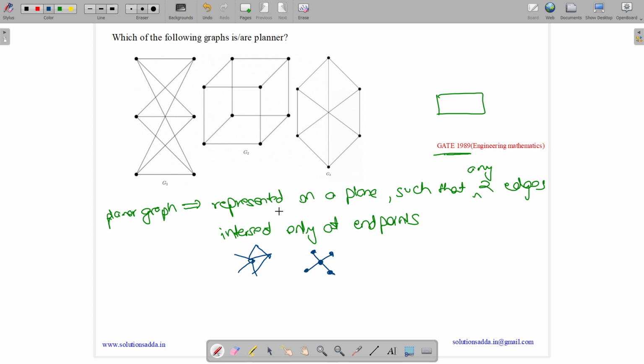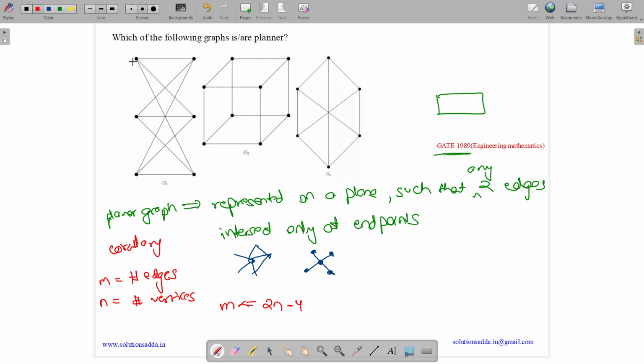So we have a very important theorem for planar graphs which will help us in answering this question. It's a corollary. If m is the number of edges and n is the number of vertices, then for a planar graph m should be less than or equal to 2n minus 4. So let us verify this for all these graphs.